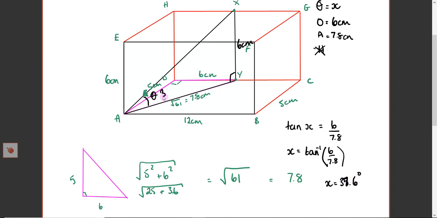Right. If you're in the wrong mode with your calculator, you can spot it because that 0.6 degrees is not reasonable. It's not a feasible answer for this. So rather than thinking, oh, what have I done wrong? It might just be your calculator setup.